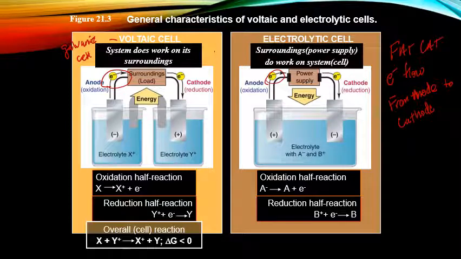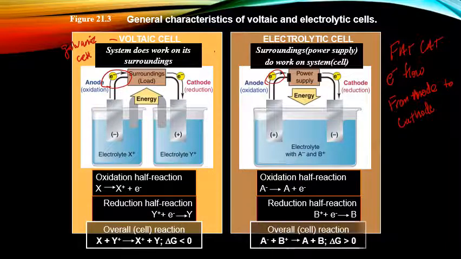So the last thing, just to wrap up your electrolytic cell, is again, it is for that overall reaction, A minus plus B plus forms A plus B. But notice in this case that the delta G for the overall reaction will now be larger than 0, or a positive number, which would represent the fact that it is a non-spontaneous or non-thermodynamically favorable process overall.